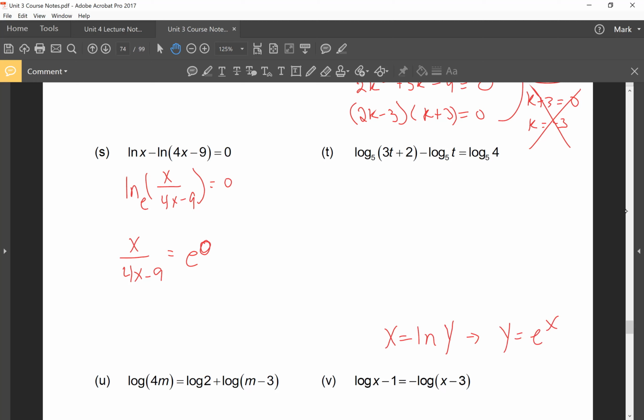Okay. So this becomes x over 4x minus 9 equals 1. And then, of course, I'm going to solve this. So multiply by the LCD, which is 4x minus 9. That means x will equal 1 times 4x minus 9. So I'll just get rid of the 1. This one's nice and easy to solve. So in this one, we would get 3x equals 9, x equals 3.